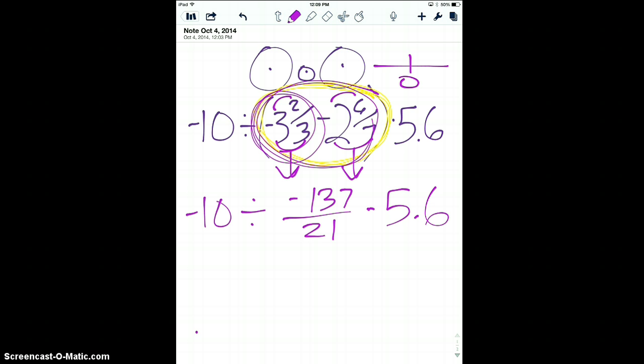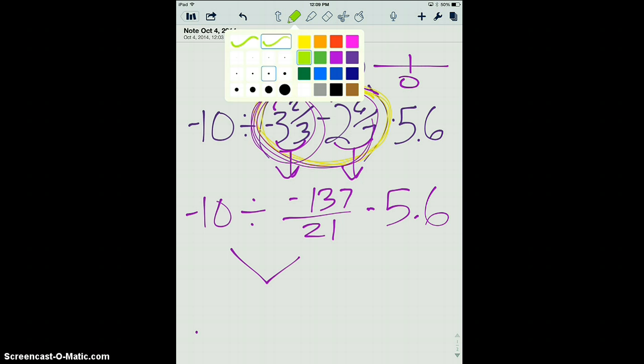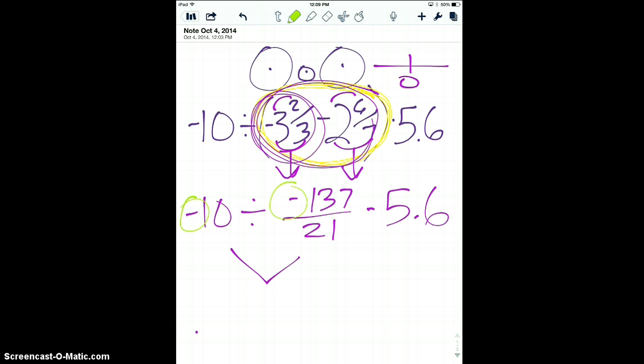Second step is going to be exponents. We have none, so then I'm going to go to multiplication and division. And we do. We have division and multiplication. And you do it from left to right, like reading a book. So I start here. What I take note of right away is that I see I have negatives being divided, meaning they're the same sign, so my answer is going to be positive.